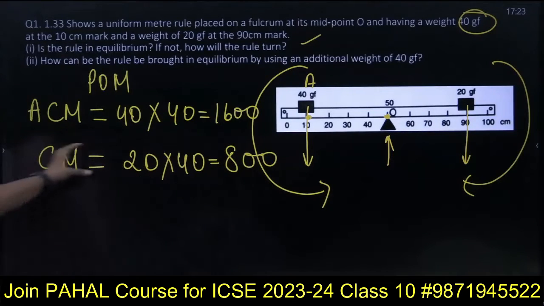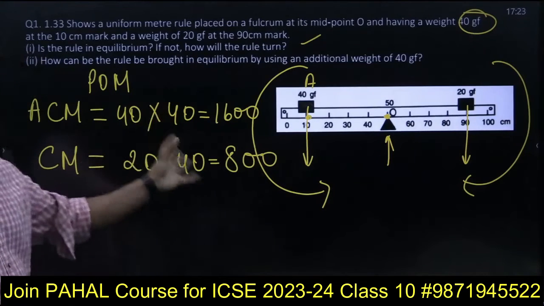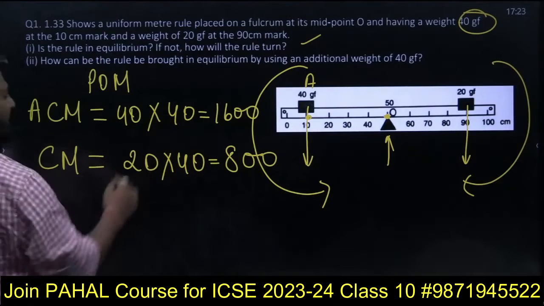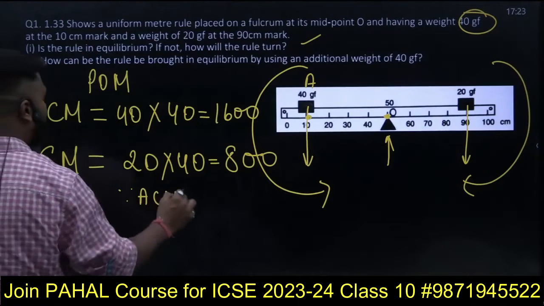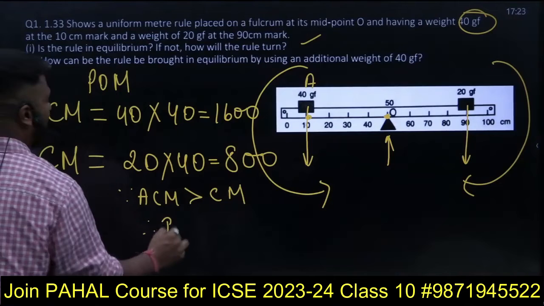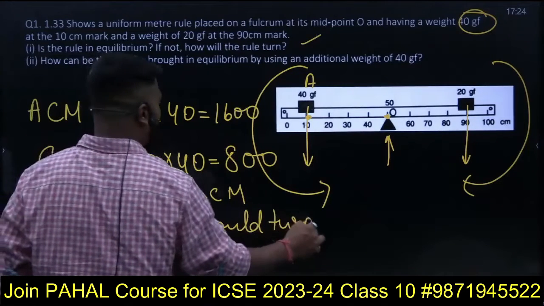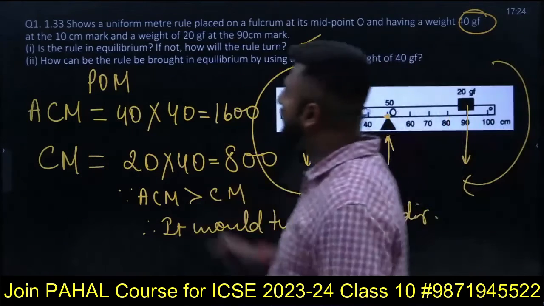So clockwise moment is less than the anti-clockwise moment. So this would turn in which direction? This would turn in anti-clockwise direction. Since ACM is greater than clockwise moment, therefore it would turn in anti-clockwise direction.